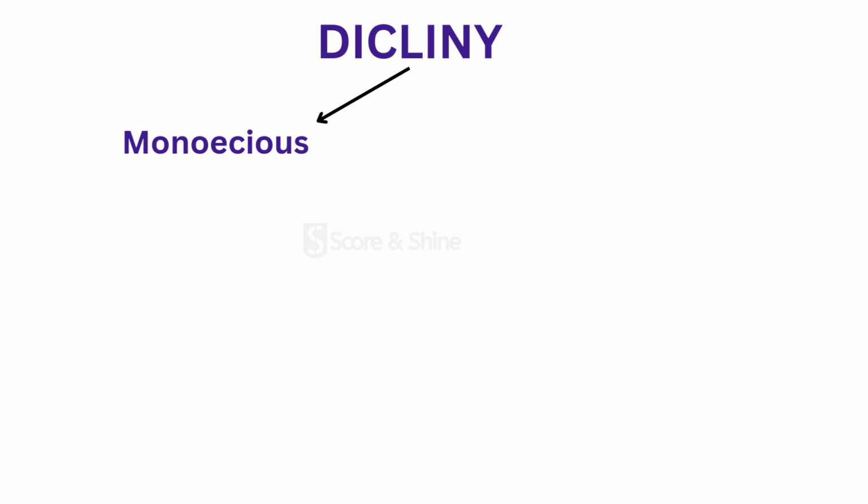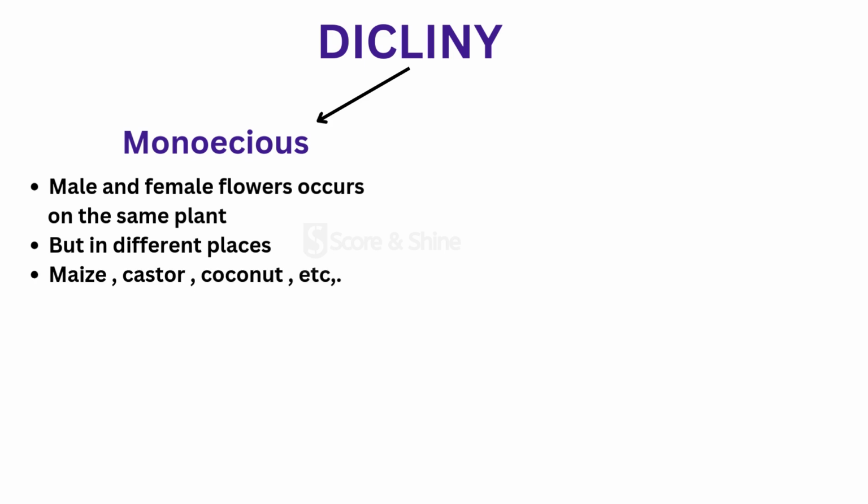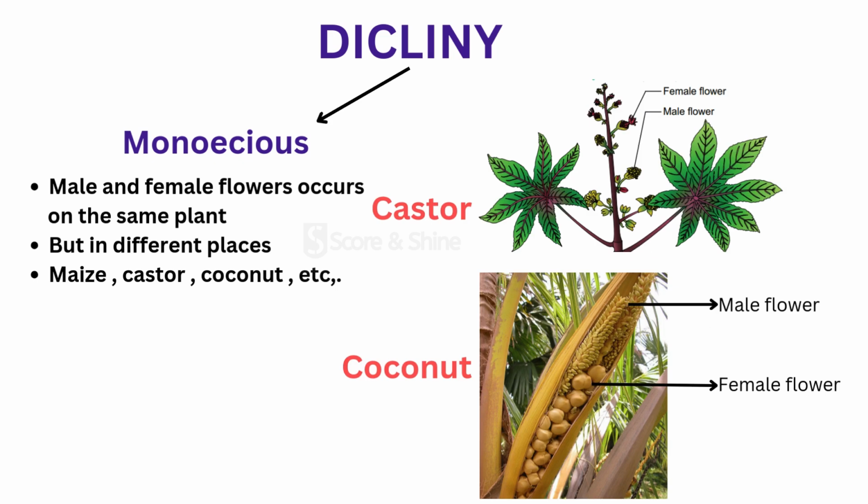Monoecious is the condition in which male and female flowers occur on the same plant. Here male and female flowers will be on the same plant but in different places. So monoecious condition is seen in maize, castor, coconut, etc. In maize, male and female flowers will be in different places on separate inflorescence, whereas in castor and coconut, male and female flowers will be in separate places but in the same inflorescence.